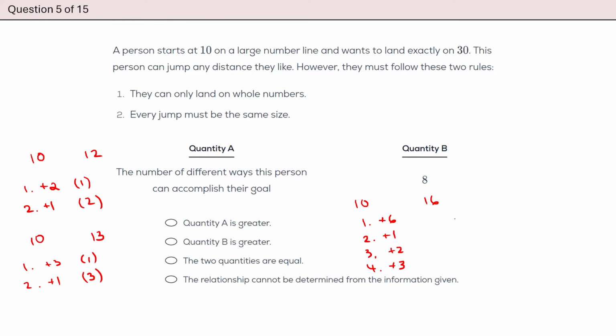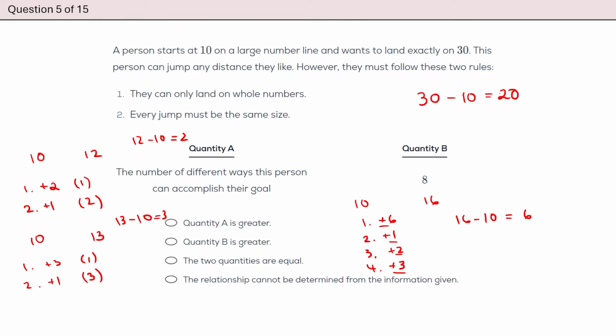So notice if we were to do 16 minus 10, we get 6. What are the factors of 6? The factors of 6 are 6, 1, 2, and 3. Ooh. If we go 12 minus 10, we get 2, right? What are the factors of 2? 2 and 1. If we do 13 minus 10, we get 3. What are the factors of 3? 3 and 1. Ooh.